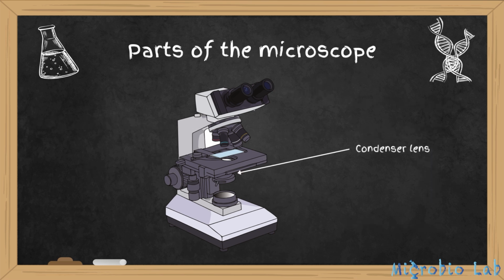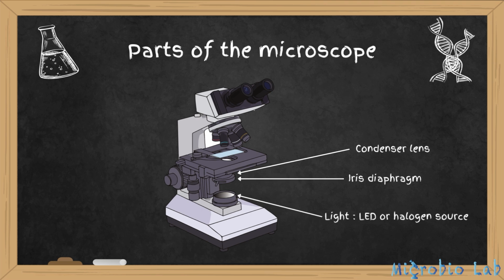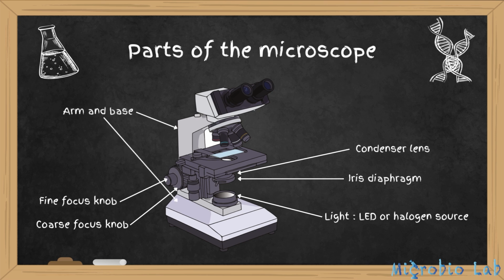Beneath the stage sits the condenser lens, which focuses light from the source directly onto the specimen, and the iris diaphragm, which fine-tunes the diameter and intensity of that light cone. The light itself usually comes from an LED or halogen source, providing uniform illumination. To bring the image into focus, the coarse focus knob raises or lowers the stage for large adjustments, while the fine focus knob sharpens the view at higher magnifications. Finally, the arm and base provide the structural stability that supports the entire instrument. Knowing these parts is essential, but equally important is learning how to bring them together in practice.